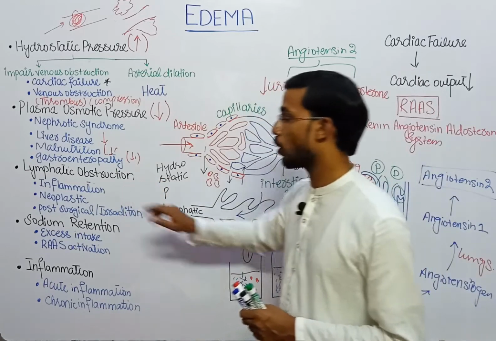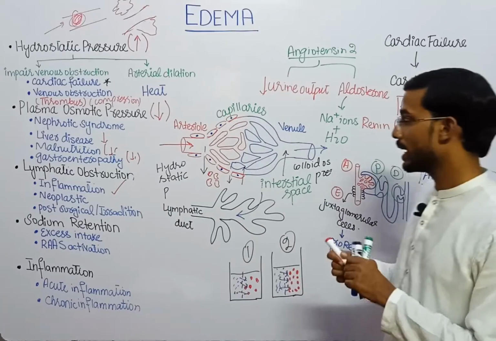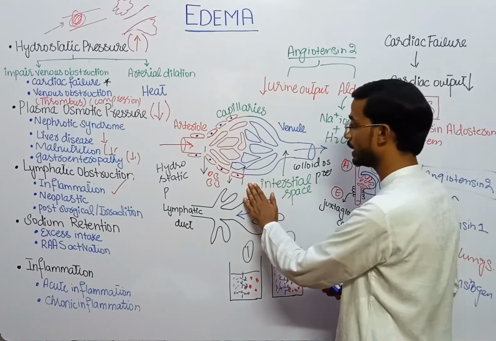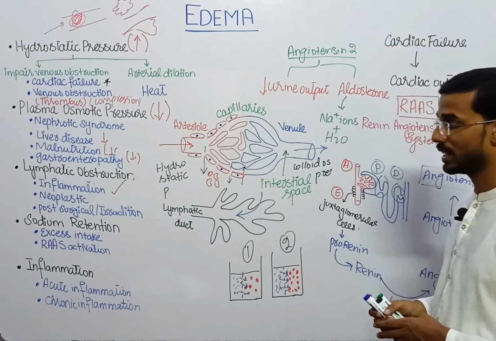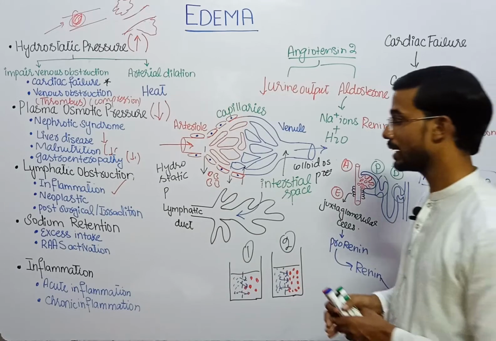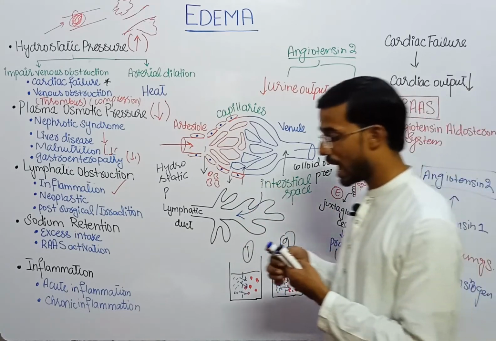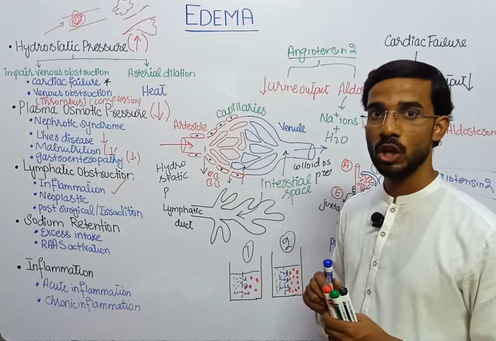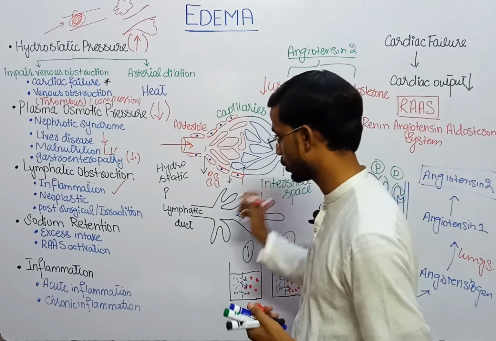Next is the lymphatic obstruction. In case of inflammation, here you can see the fluid from the interstitial space moves back to the blood through the lymphatic system. If the inflammation occurs in the lymphatic, then it causes the edema. Why? I'll give you an example so you can easily understand what I'm trying to teach.